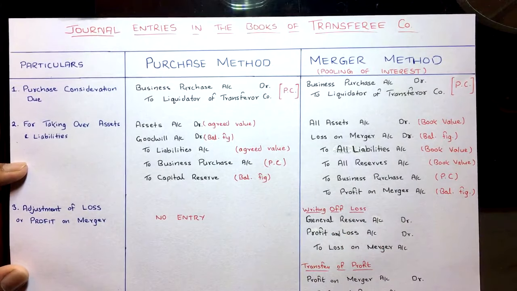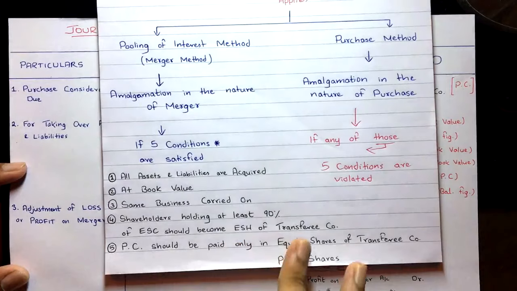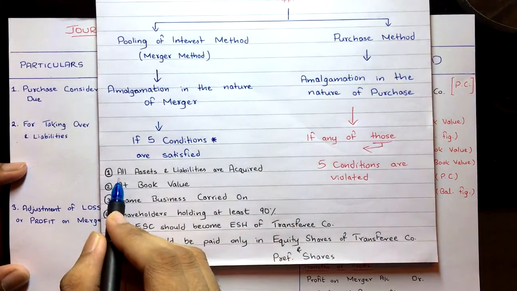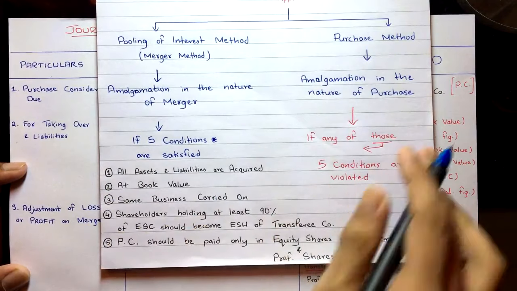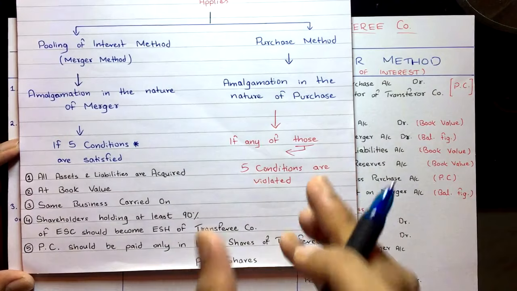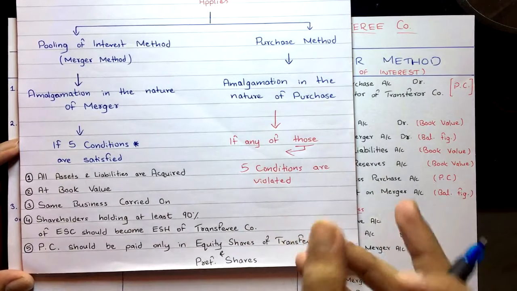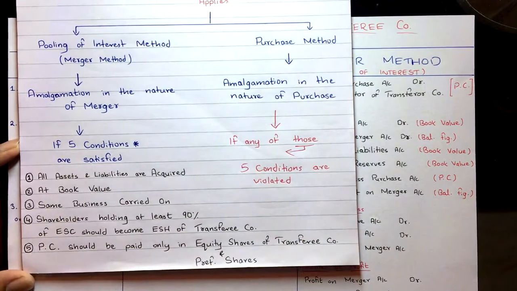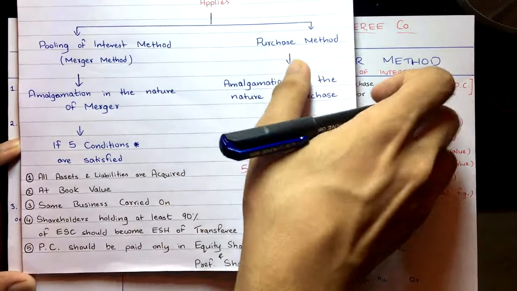Fine. So now why is it different? Why is this entry different? Because of the condition of merger. See here, in merger, what is there? There are 5 conditions, right? All assets and liabilities should be acquired. So that is why everything should be acquired. सब कुछ लेना है नई company को, right? The new company has to take everything. The transferee company has to take everything. All assets and liabilities, at the book value. Understood? So the entry would be in accordance to that.